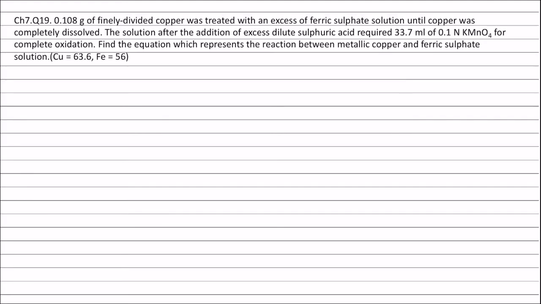According to the question, copper reacts with ferric sulfate, that is Fe2(SO4)3. The oxidation state of copper is 0 and the oxidation state of iron in ferric sulfate is +3. Copper will react with ferric sulfate, and in the product that is formed, copper will be present in some higher oxidation state, plus ferrous sulfate will be formed, which contains iron in lower oxidation state or +2 oxidation state.